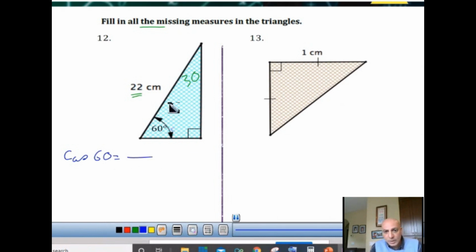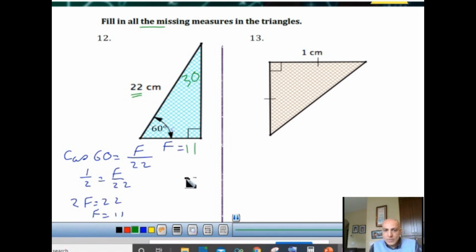What do you want to name this side down here? Name this one f. So this is adjacent over hypotenuse 22. Cosine 60 is 1/2, and f over 22. Just cross multiply. 2f equals 22. 1f is going to give you 11. f is going to equal 11.